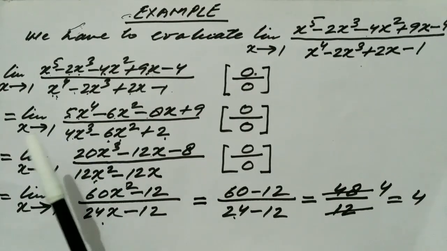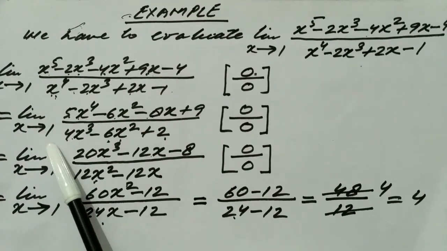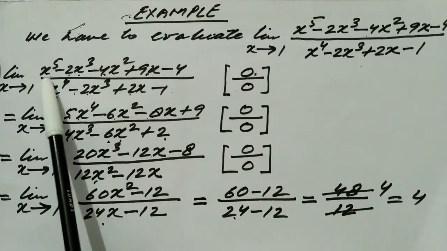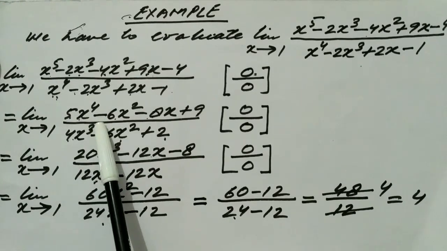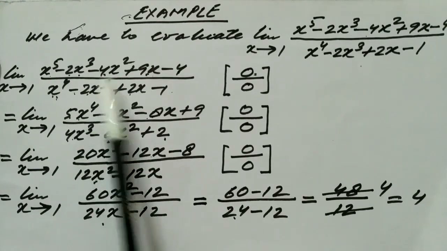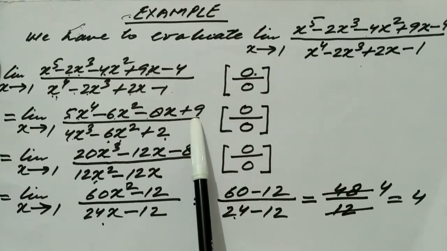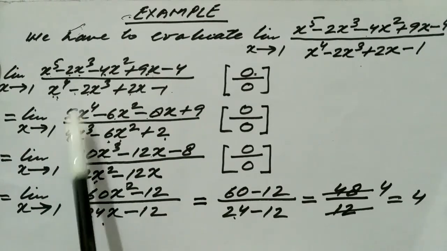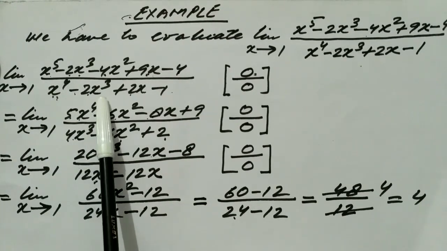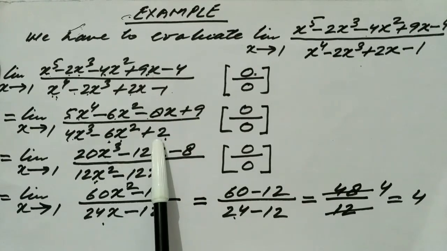So according to L'Hospital rule, limit x tends to 1, the differential of the numerator is 5x to the power 4 minus 6x square minus 8x plus 9, upon the differential of the denominator: the differential of x raised to power 4 is 4x cube, minus 2x cube, differential is 6x square. Next term is 2x, differential is 2.